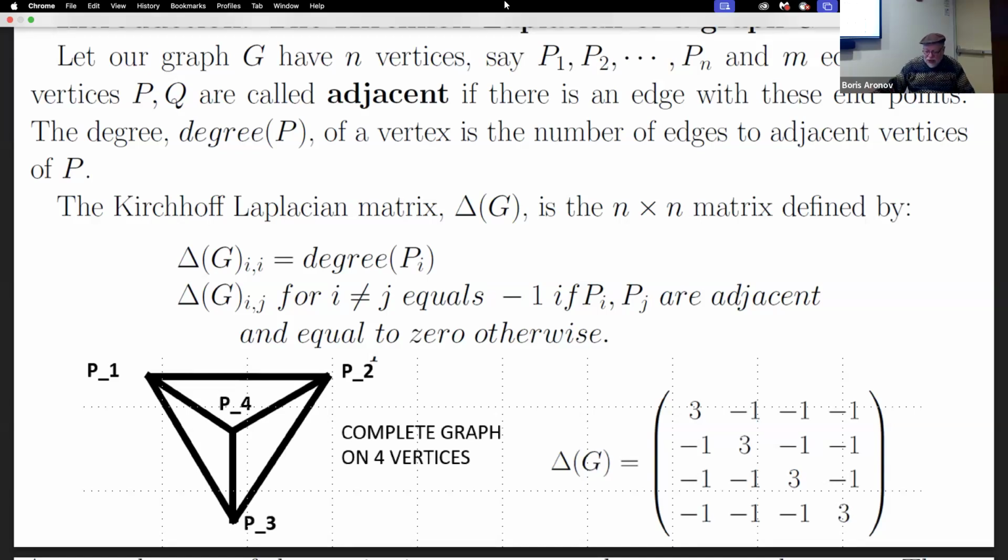Okay, so this is a description of what the classical Kirchhoff Laplacian is. If you have vertices and edges in a graph, you can talk about when they're adjacent, if there's an edge with those endpoints, and the degree of a vertex is the number of edges adjacent to it. And then the Kirchhoff Laplacian matrix is an n by n matrix defined by the diagonal entries being the degrees of the vertices, and the off-diagonal entries record whether or not there's an edge connecting two vertices. So you put in a -1 if there is an edge, and then you get this matrix. And from this matrix, you can calculate the number of spanning trees.